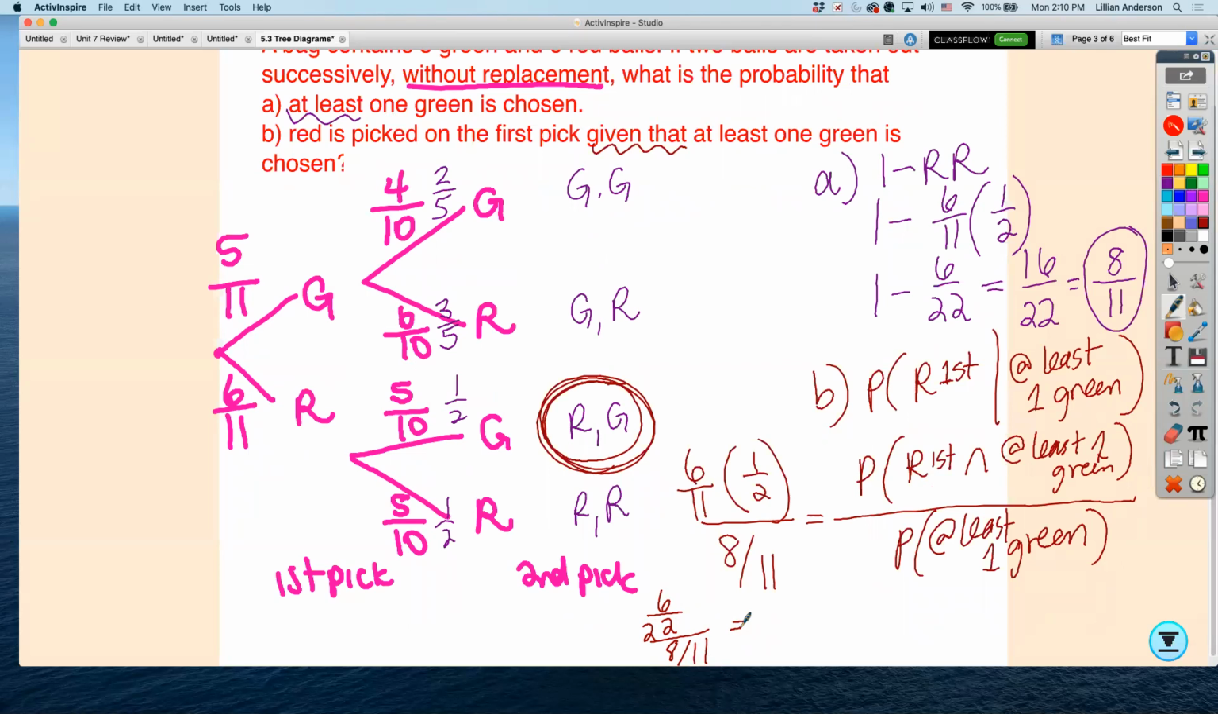Keep, change, flip. So that'd be 6 over 22 times 11 over 8. How many times does 11 go into 22? Twice. What number goes into 6 that also goes into 8? 2. So it'd be 4 and 3. So my final answer for this one, the probability that a red is picked on the first pick, given that at least one of them is green, is 3 over 8. So that's how you do conditional probability with the tree diagram as well.